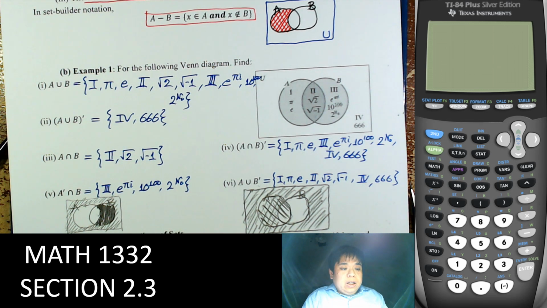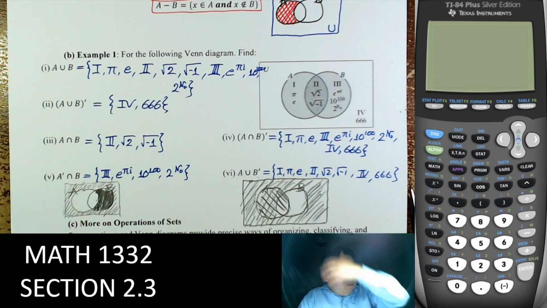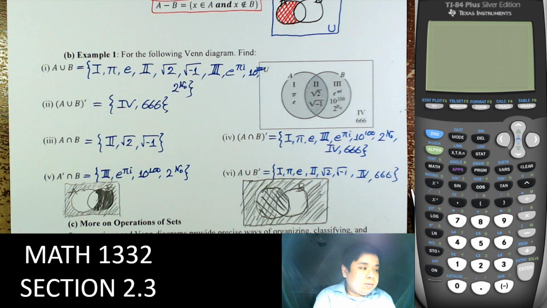So usually, unless otherwise indicated, we do what's inside the parentheses first. If we have a complement outside like this, do the complement first and then determine the union and intersection later. Right. So more on operations of sets.